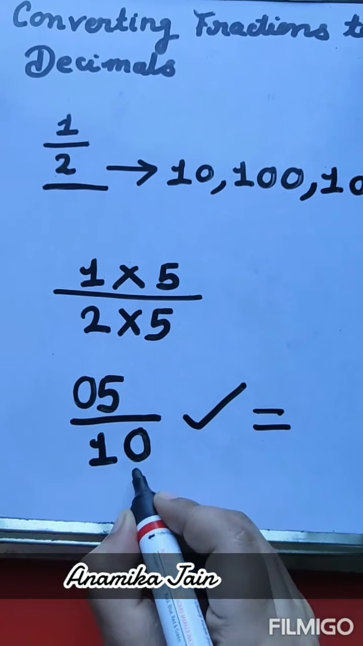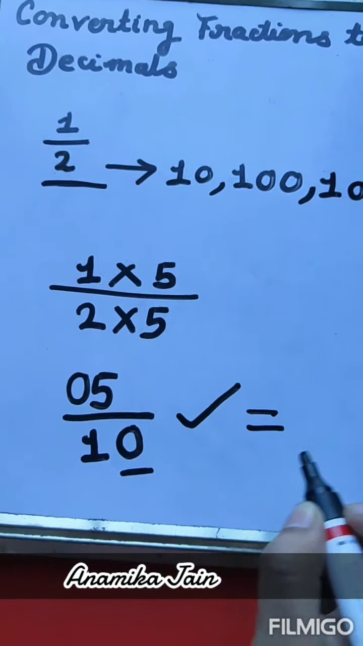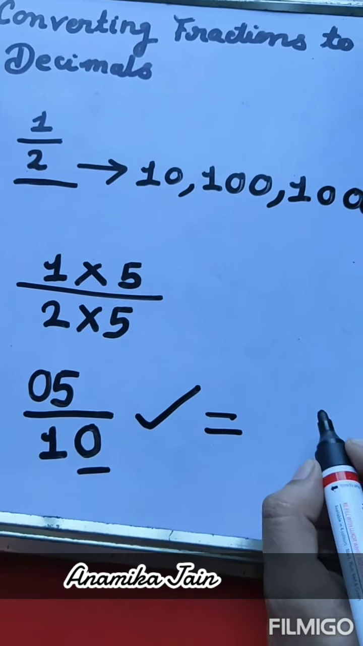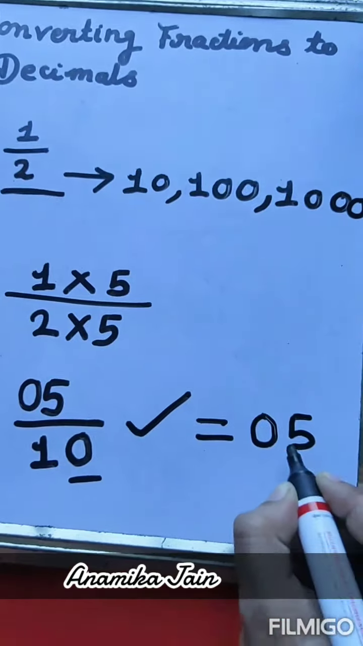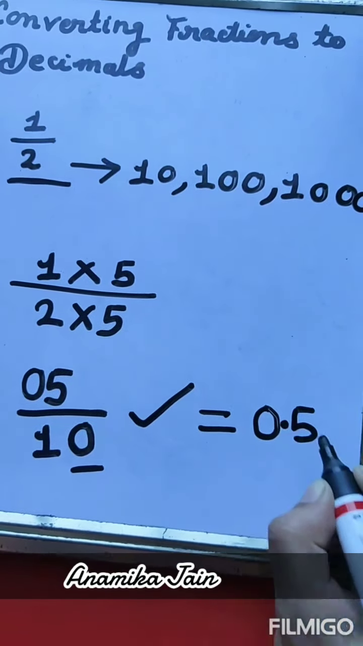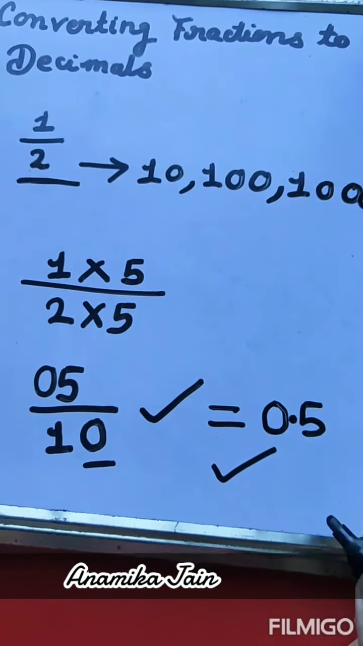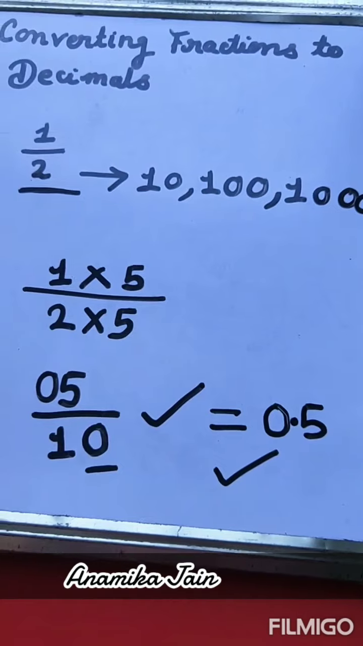Now how many zeros are there in the denominator? There is 1 zero. So we will put a decimal point before one digit from the right hand side. So this is the answer. This is the decimal form of 1 by 2.